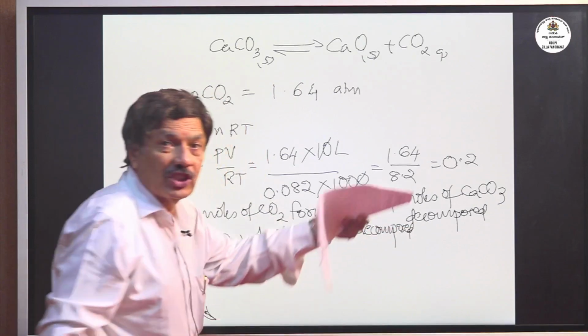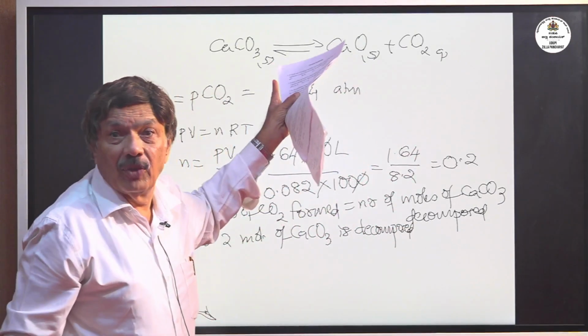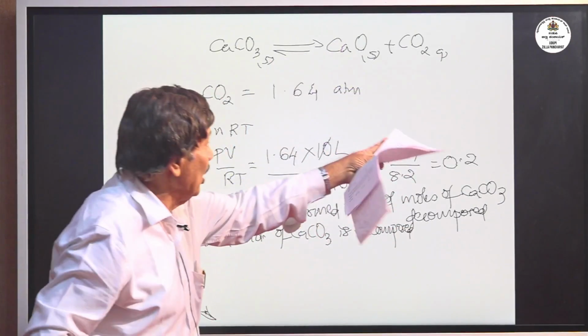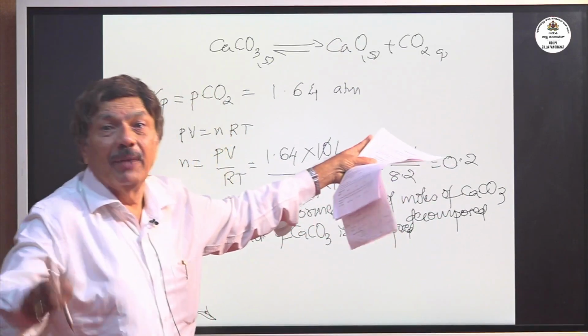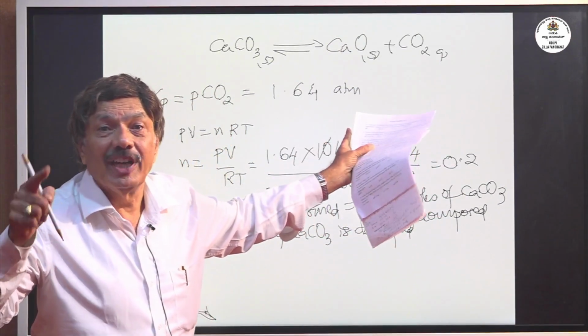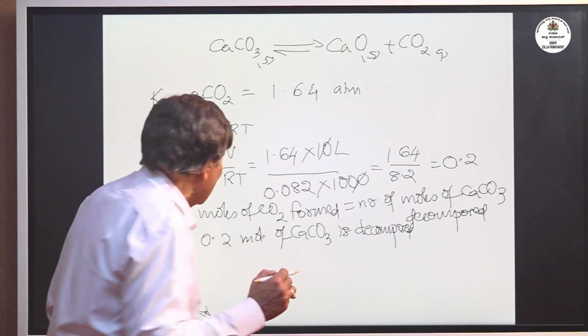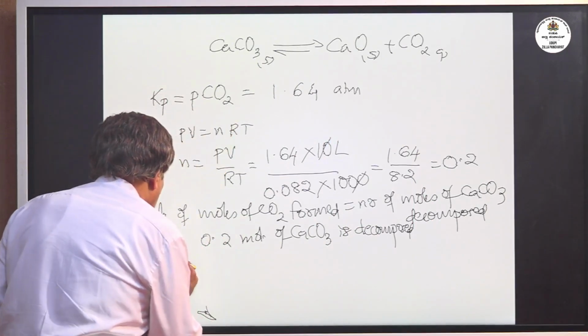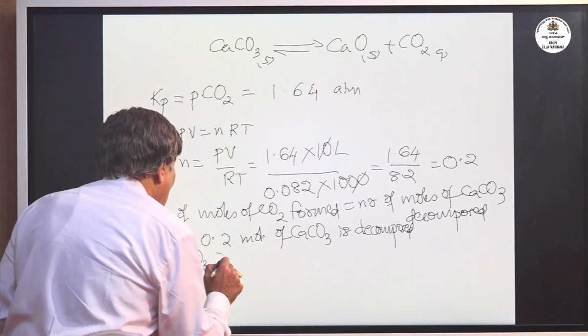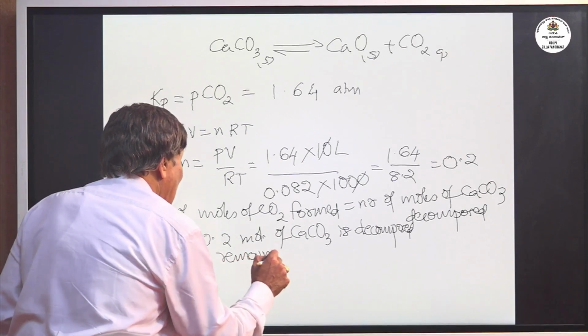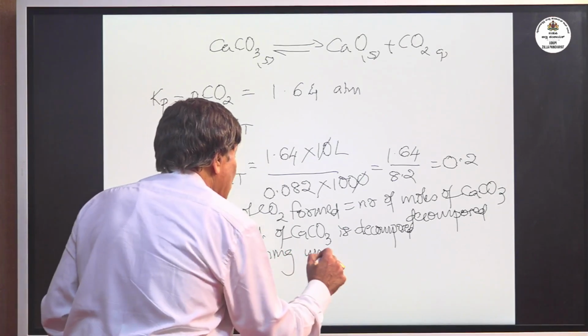Agree? Number of moles of carbon dioxide formed is equal to number of moles of calcium carbonate decomposed. So we got 0.2 moles of carbon dioxide. It means 0.2 mole of calcium carbonate is decomposed. Then how much remains undecomposed? So calcium carbonate remaining undecomposed.